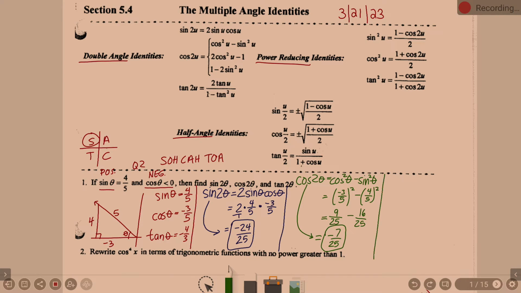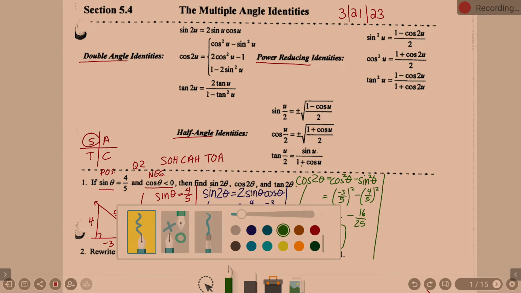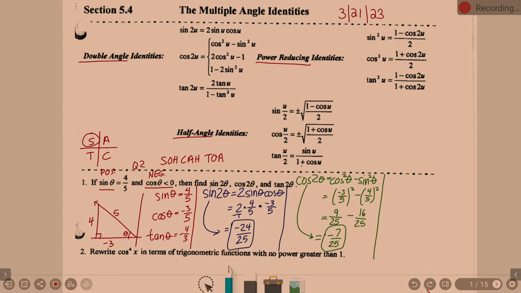Okay. And one more. Tangent. We're being asked to find tangent of 2 theta. And what about tangent of 2 theta? What identity are we using? Two tan theta over 1 minus tangent squared theta.